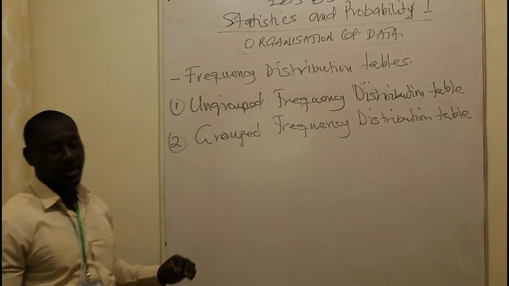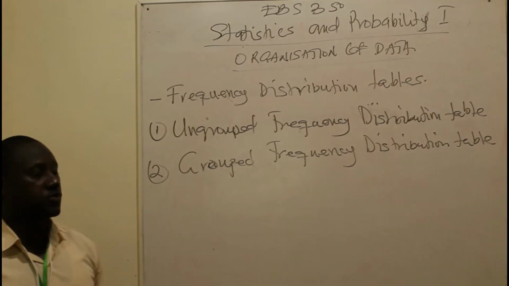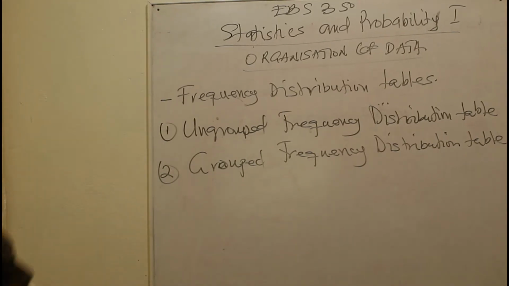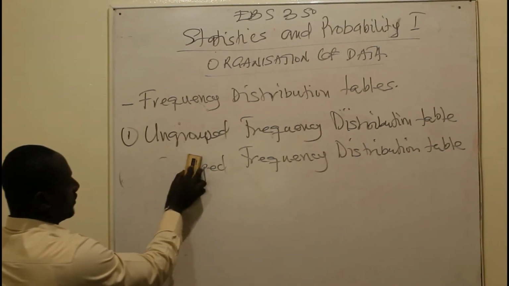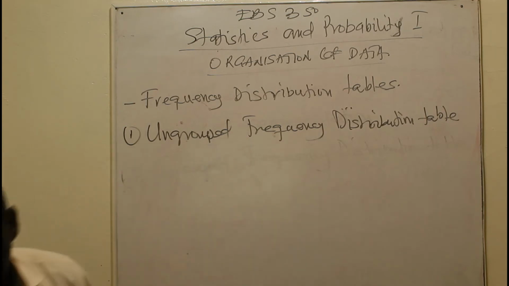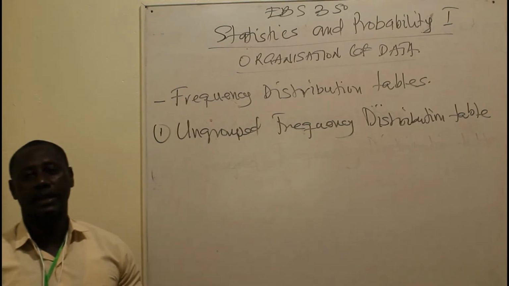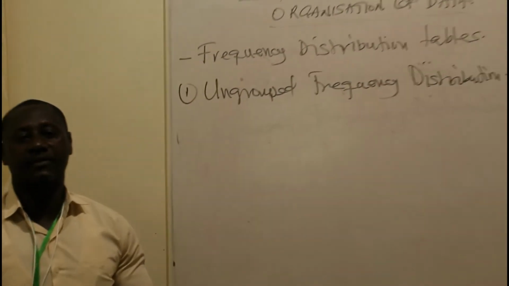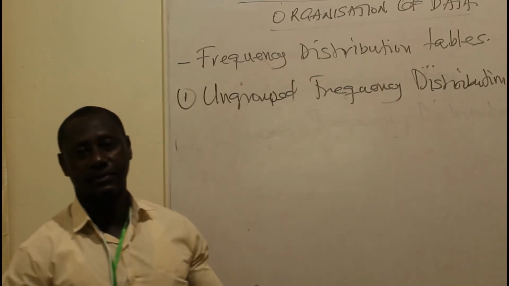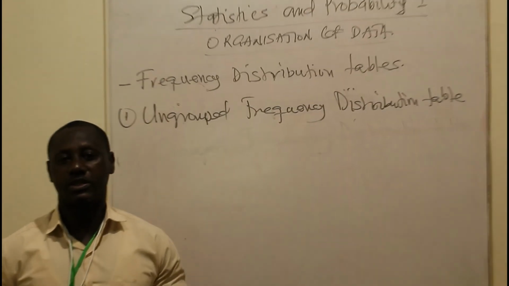I am going to take you through them one by one, and you will know when to use the ungrouped frequency distribution table and when to use the grouped frequency distribution tables. So let's start with the ungrouped frequency distribution tables. Normally, when you take the data values, you may notice that the gaps in between the data values are so small. They are not all that widespread. And as such, we have to use the ungrouped frequency distribution tables.